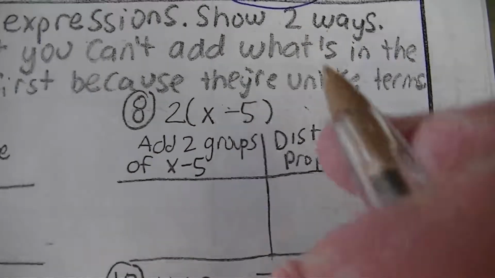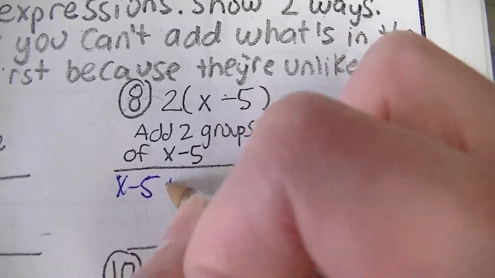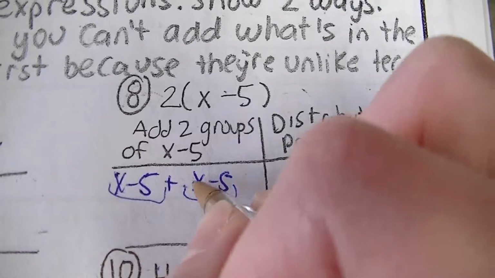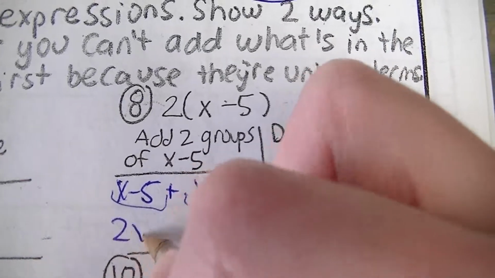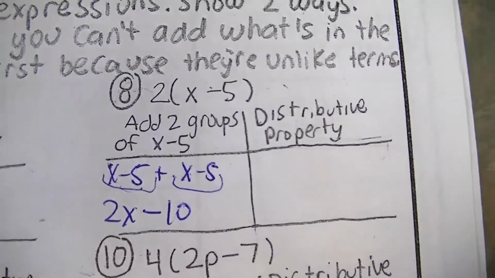Okay, try this one out. Add 2 groups of x minus 5. That's one way you can do it. So here's your group of x minus 5. Plus here's a group of x minus 5. There's my 2 groups. X plus x is 2x. Negative 5 plus a negative 5 is a negative 10.